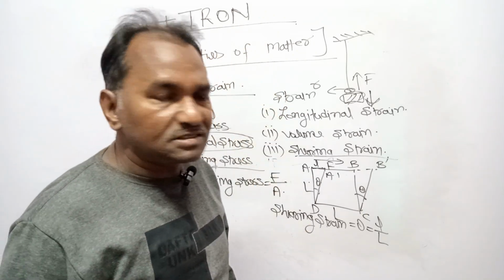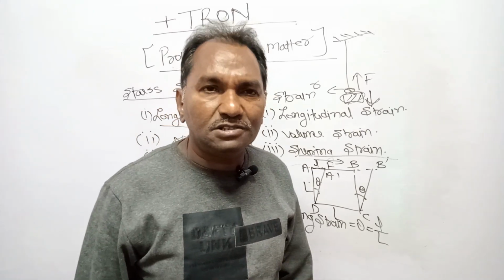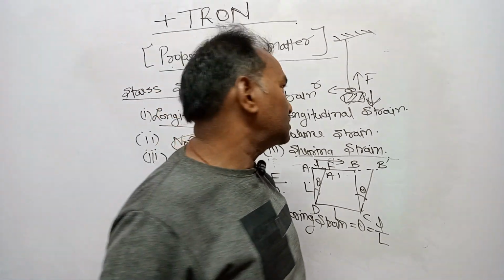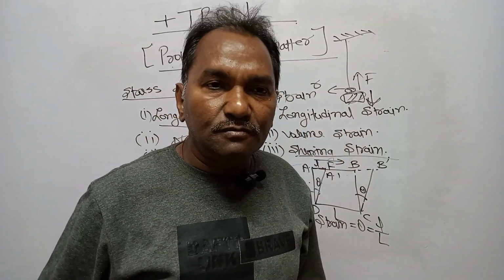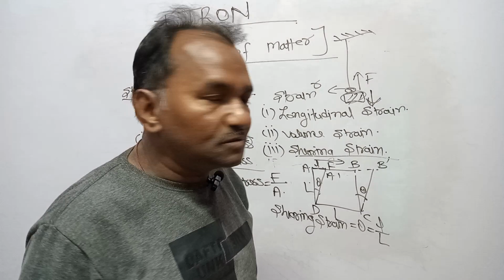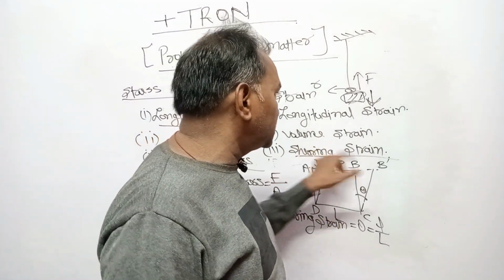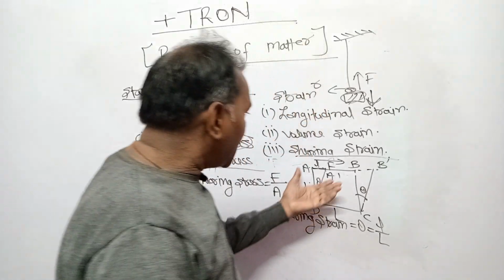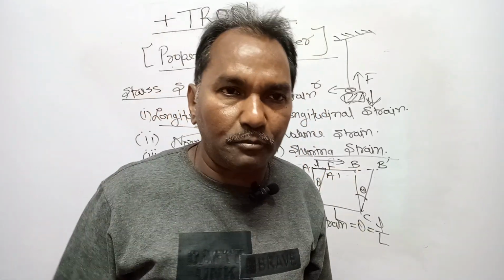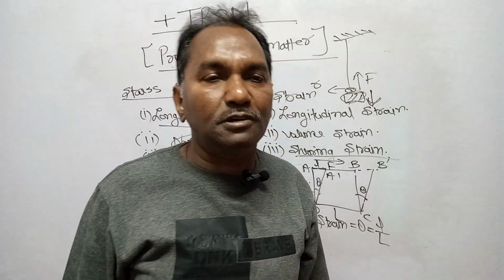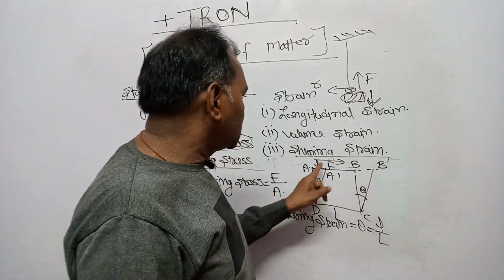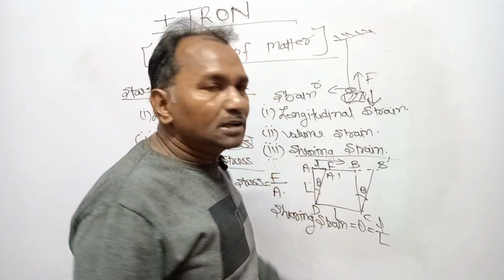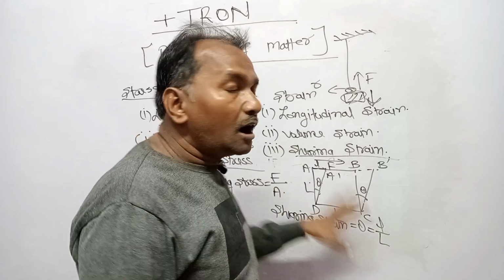Dear students, again I am repeating my words. The three kinds of strains are: within the elastic limit, longitudinal strain is change in length divided by original length. Volume strain is change in volume divided by original volume. Shearing strain is the angle by which a body has sheared. Here actually it is a force which deforms the body, which changes the shape of the body, and is said to be the deforming force. Now this force is a deforming force, and the wall AD has been sheared by an angle theta. How is it sheared?